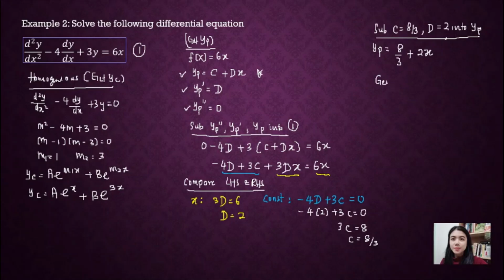Now let's just move to the general solution. For the general solution, you will have y equal to yc plus yp. So what is your yc? Your yc, this is the one. So you have a e^x plus b e^3x, plus your yp. So this is your yp, so you have 8 over 3 plus 2x. So this is the general solution for example 2.